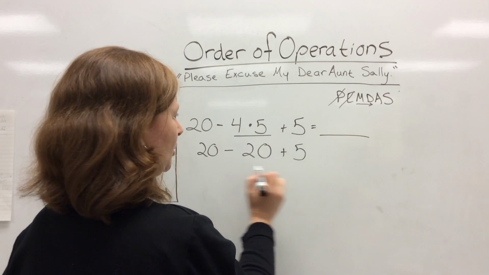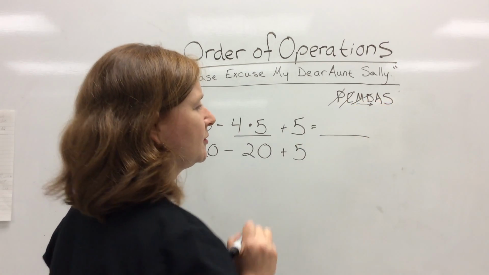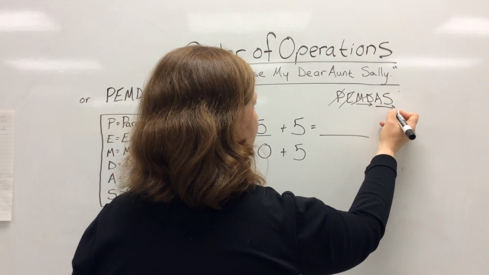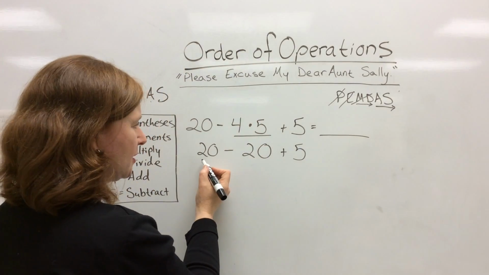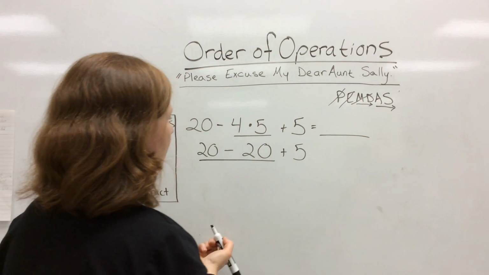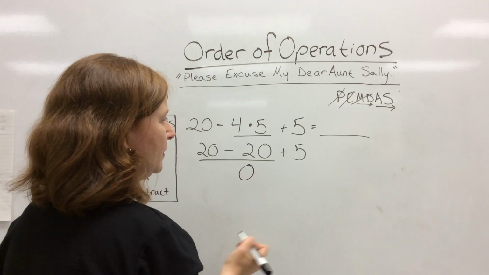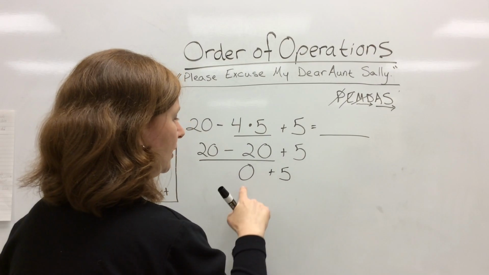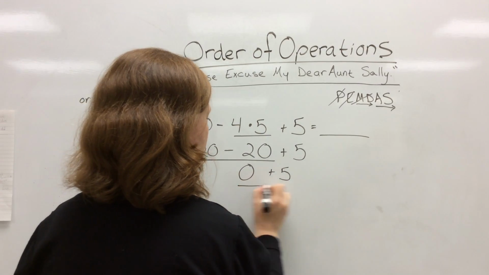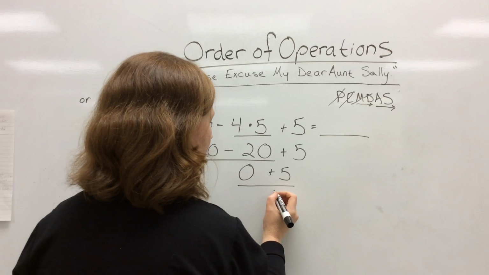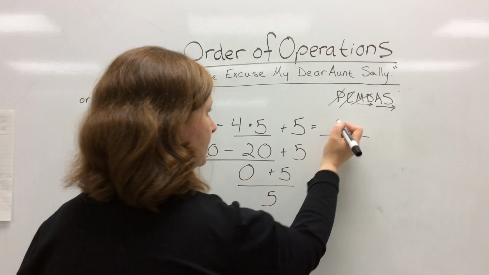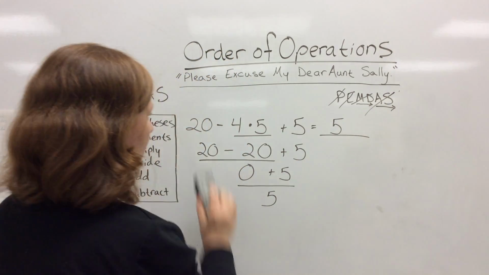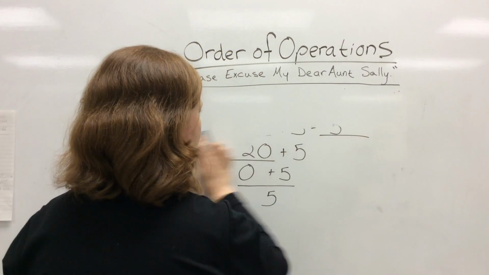I don't have any more multiplication or division, so I'm done with those. Addition and subtraction come in a group, moving from left to right. The first one in this number sentence is subtraction. 20 minus 20 is 0. I'll bring everything else down, my plus and my 5. Now I have only one thing left, addition, so I'll take care of that. 0 plus 5 is 5, and my answer is 5. Done with addition and subtraction. One more number sentence.